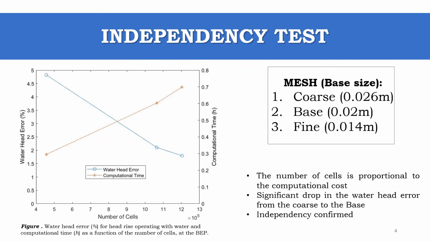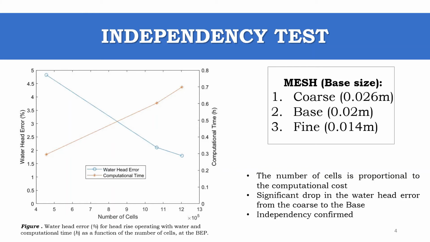A mesh independency test was carried out in order to determine the optimal number of cells for the simulation. Three different mesh sizes were evaluated: the coarse mesh, the base mesh with reference value, and the fine mesh. The variable setting was the base size with values at plus minus 30% of the base size set for the reference mesh, in this case 2 millimeters.